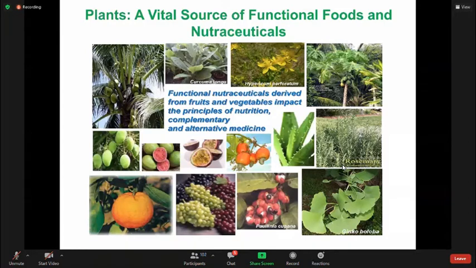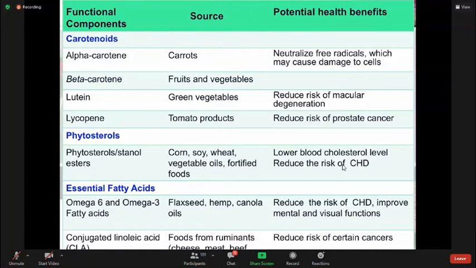Here you can see a list of some functional components. Basically, the functional components are those components which have some nutraceutical value in addition to some nutritional attributes. And functional foods are basically those foods which, in addition to having some nutritional value, do have some physiological benefits.